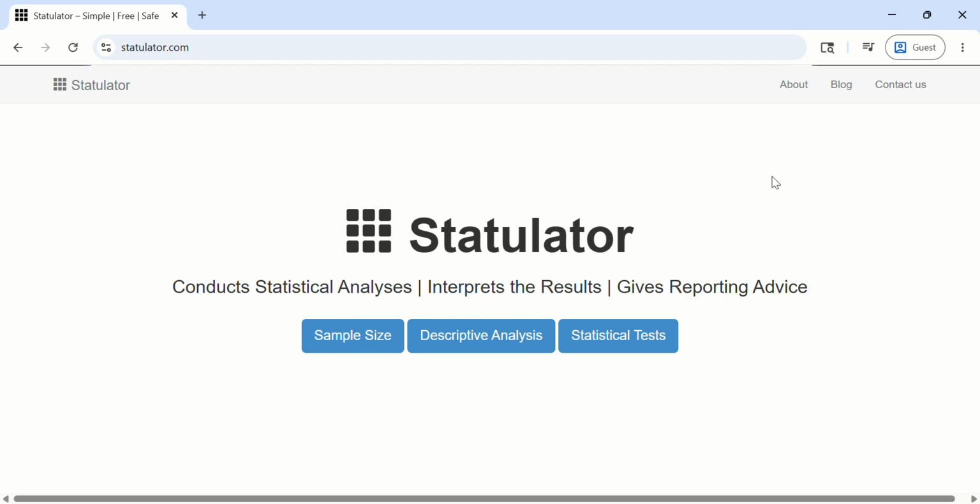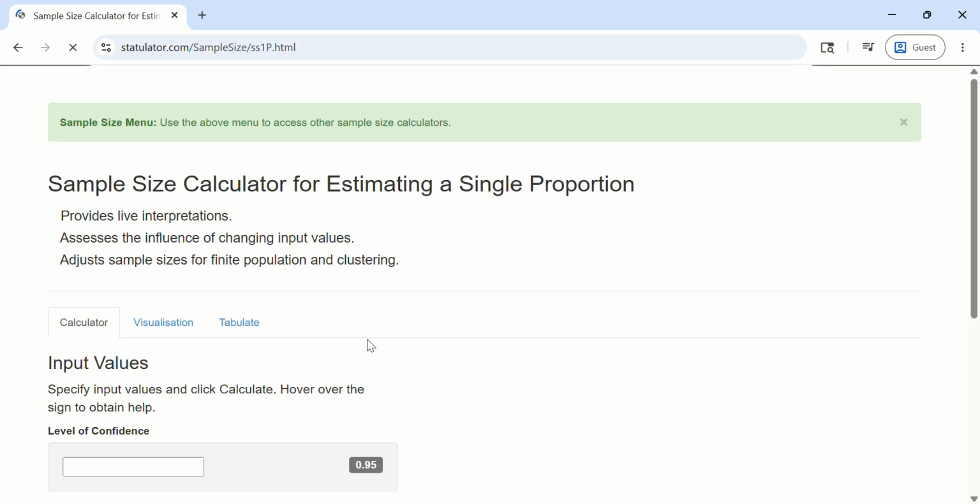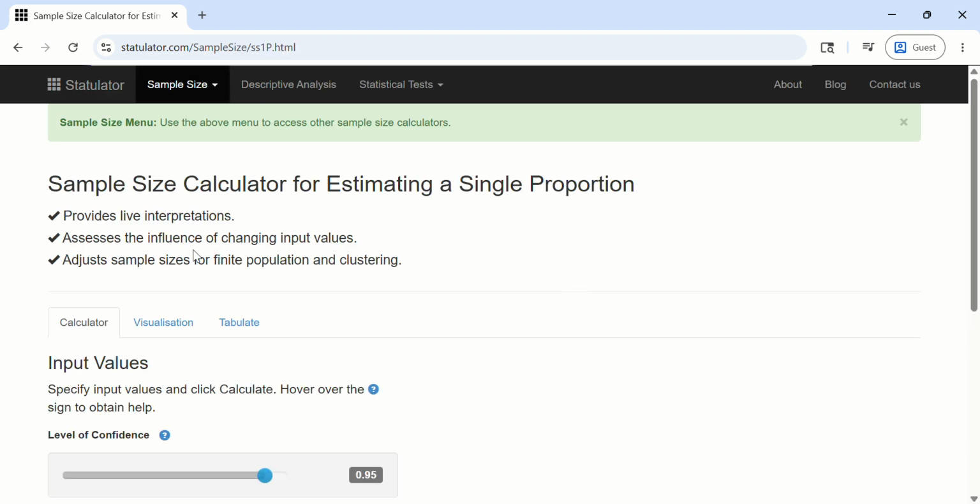Hello all, this is a demonstration on sample size calculation. We are using one of the online available tools by the name Statulator for this demonstration. The tool Statulator is available free of cost for our use. It provides multiple functionalities. What we are interested in currently is sample size. So we click on sample size and it opens up a page for the same.